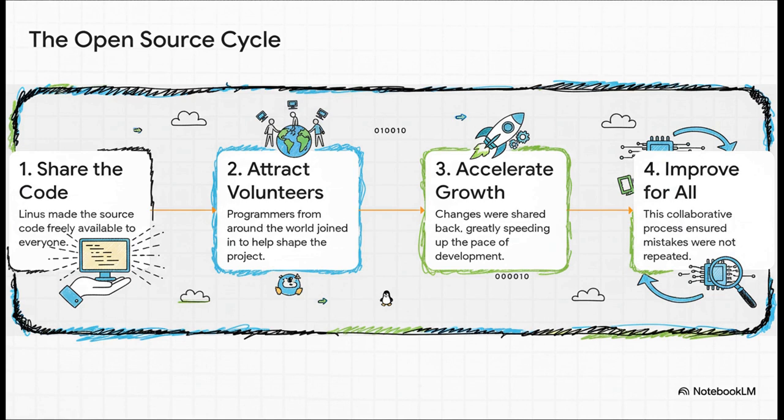Linus shared his code, and brilliant programmers from all over the world just jumped in to help. They'd add features, fix bugs, and then share their improvements back with the entire community. This collaboration just massively sped up development, making Linux more powerful and more stable at a pace that no single company could ever hope to match.